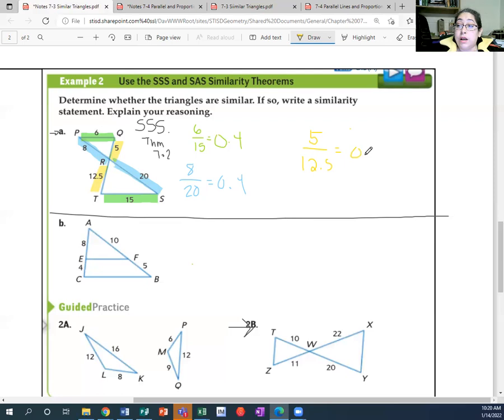All right, so 5 divided by 12.5 is also 0.4. All three sides create fractions that are equal. That means we have enough to say that they are similar by theorem 7.2, the side theorem. Any questions on that one? Is that okay?